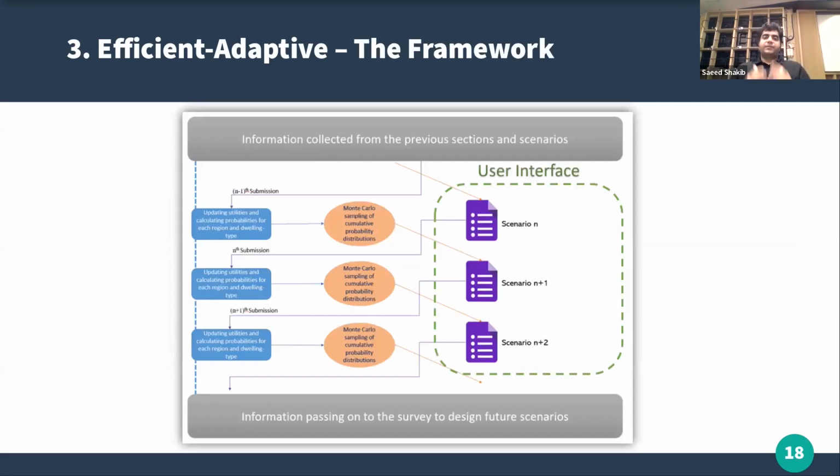So this is the structure of efficient adaptive design. At the moment that person is answering, let's say, the third scenario, we have everything before the third scenario, which means prior knowledge and information collected through scenario one and scenario two. We build our utilities based on those. We do Monte Carlo simulation to make the choice set in the fourth scenario that person is going to see. And when they submit their third scenario, we update our information, we do another modeling, and it goes back and forth like this.